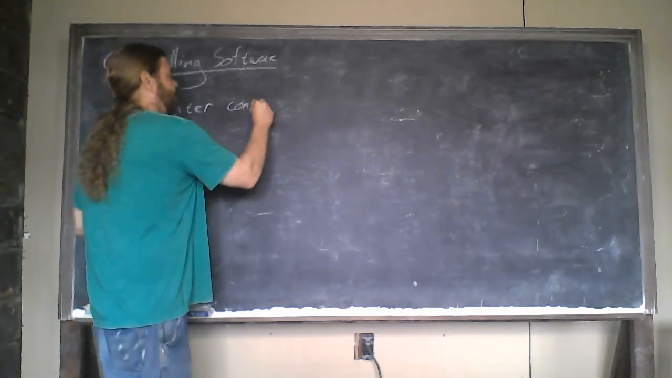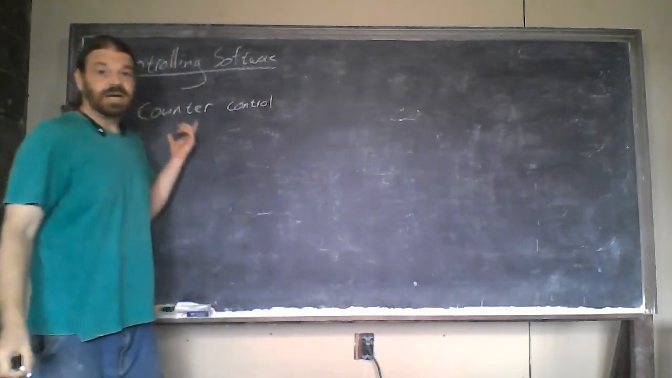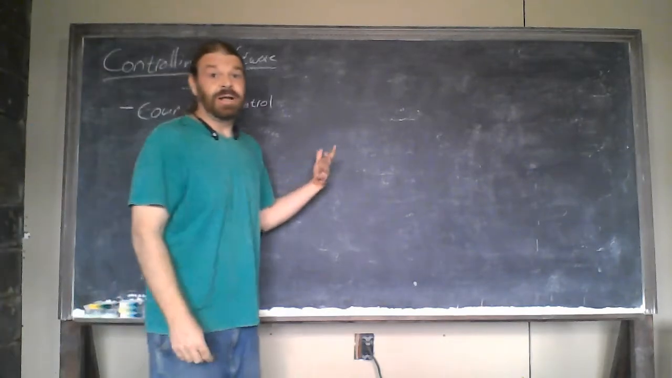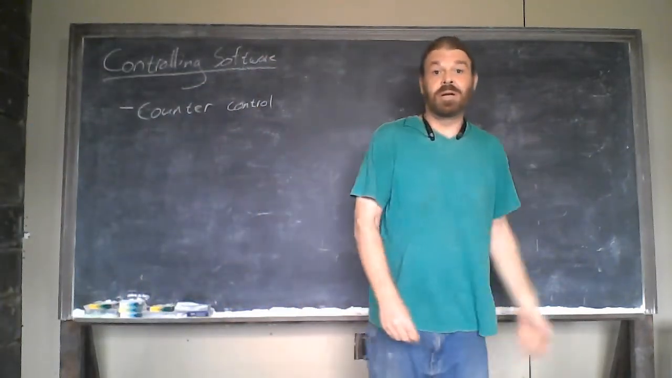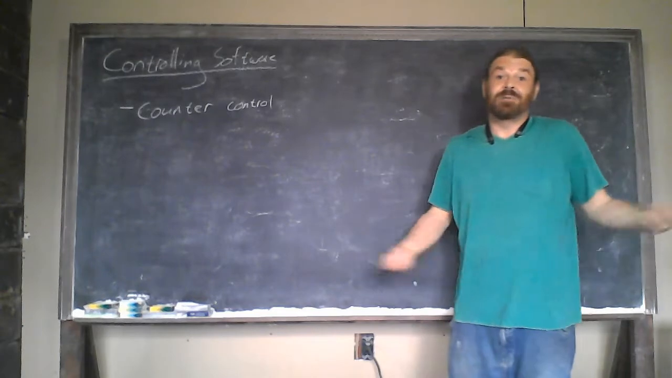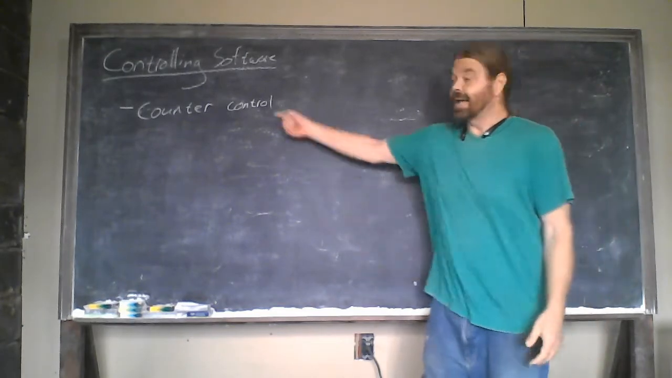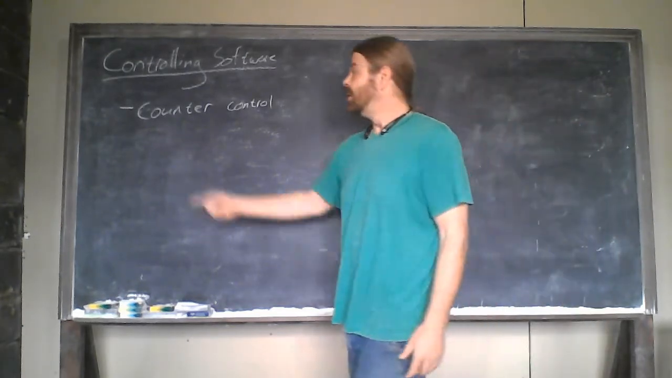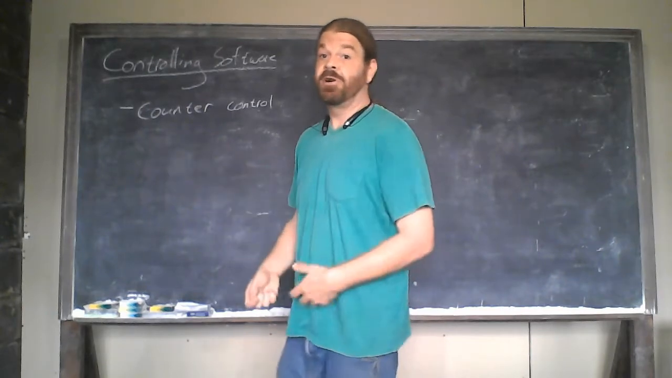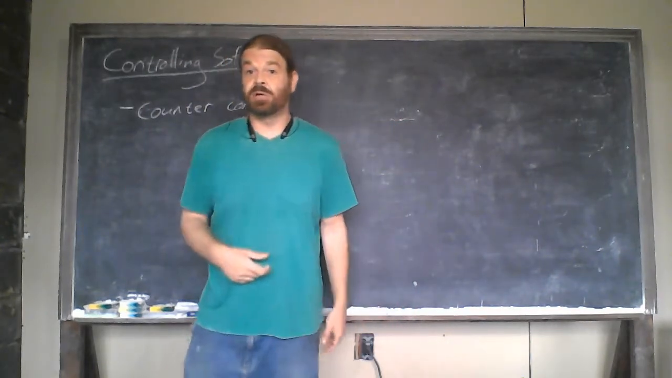So we have counter control. We set up a variable, we start at 0, and every pass of the loop we increment by 1, and then once we've done our loop, say 12 times, we're finished. Like, how many times is the loop going to run? Just a simple counter. Just set up a variable and count how many times the loop has occurred.